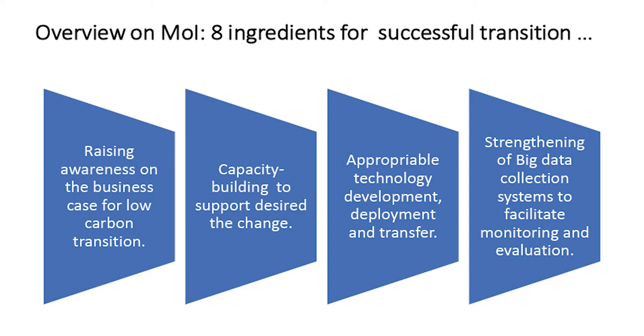Number six, we look at capacity to support the desired change. Number seven, we look at appropriate technology, deployment, development, and transfer. And lastly, number eight, we focus on strengthening of big data collection systems to facilitate monitoring and evaluation. Remember, I said there is no small data.